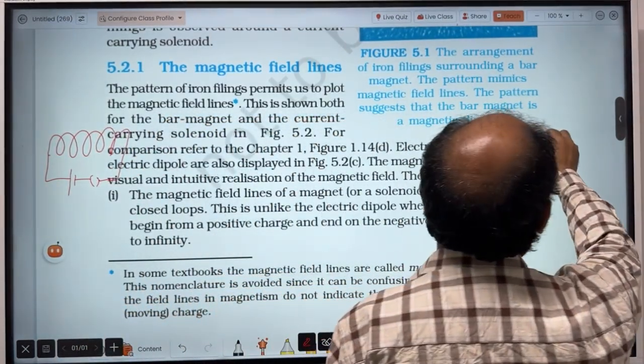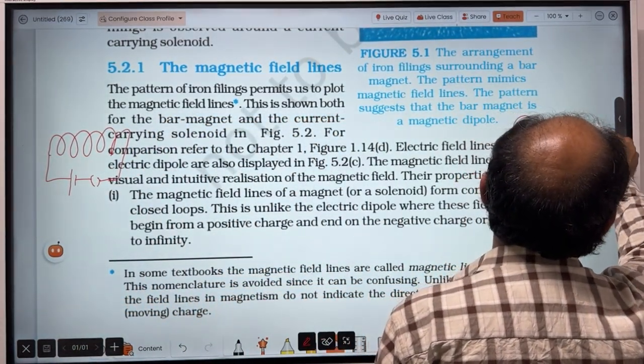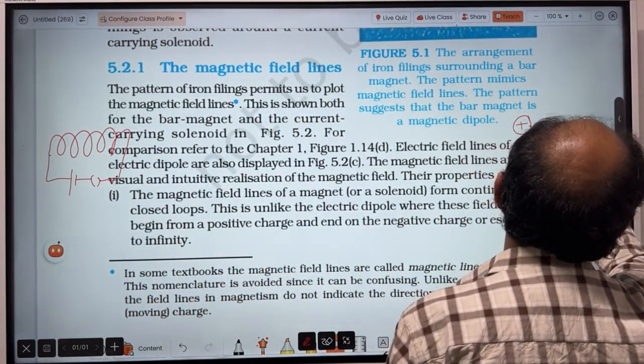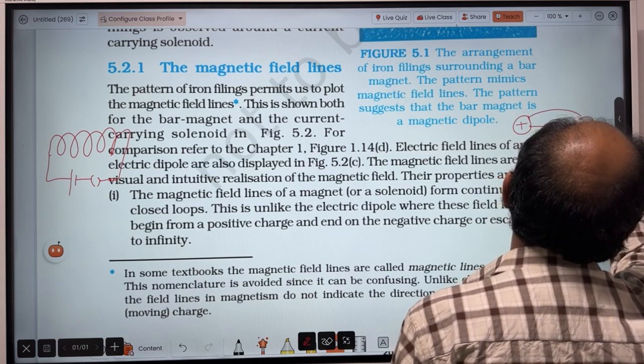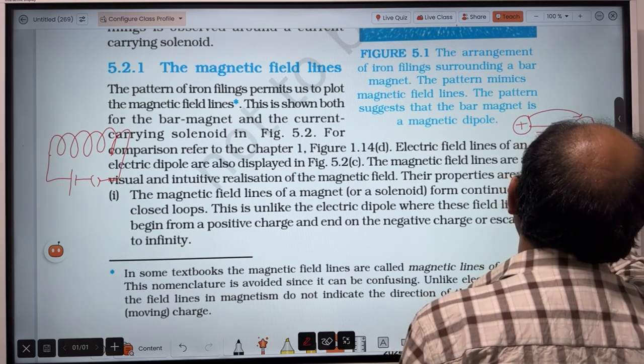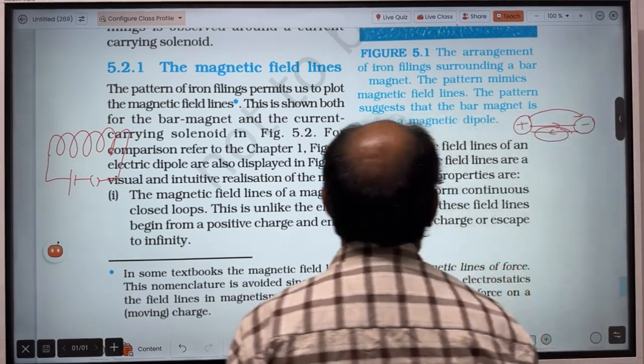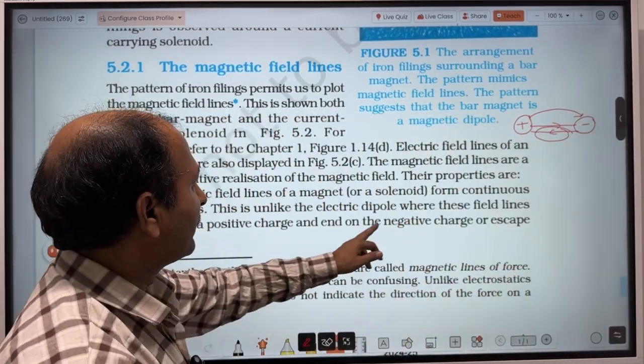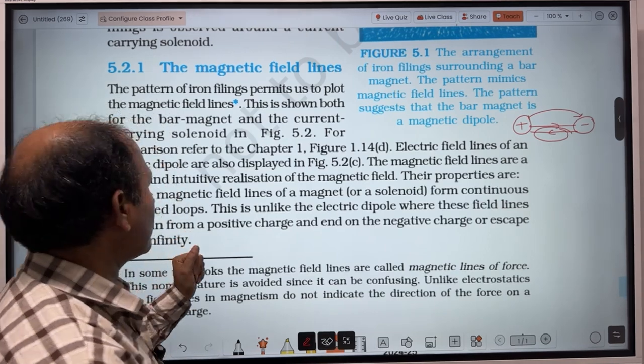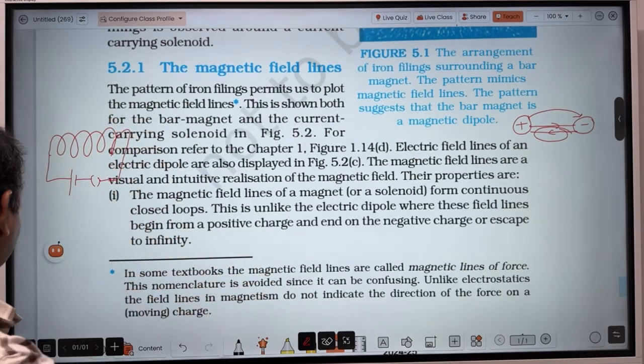In electric dipoles, this is the positive charge, this is the negative charge. So these lines will travel like this. They can be like this, but they will not come back from minus to positive. This is not possible, right? But in the case of a magnet, they form closed loops, correct?